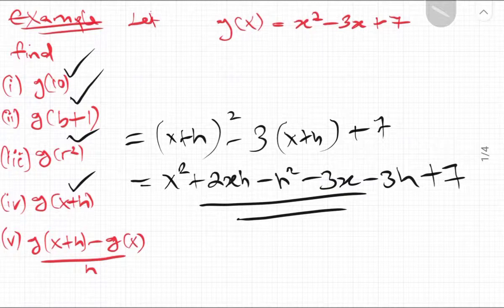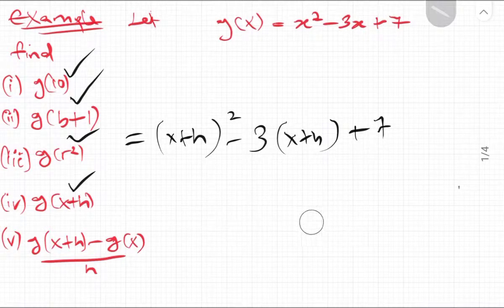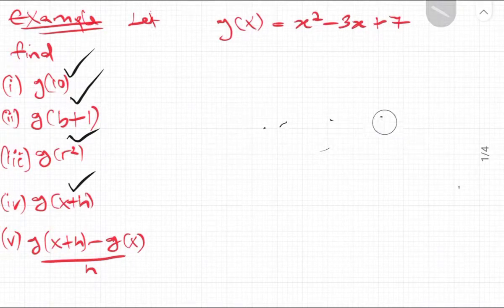All right, so let's clean this up. Okay, so let's do number 5. Before I do number 5, try to pause the video and try this out. All right, okay, let's do it now. So we have g of x plus h minus g of x over h. All right, this is somewhat rigorous, but let's see.